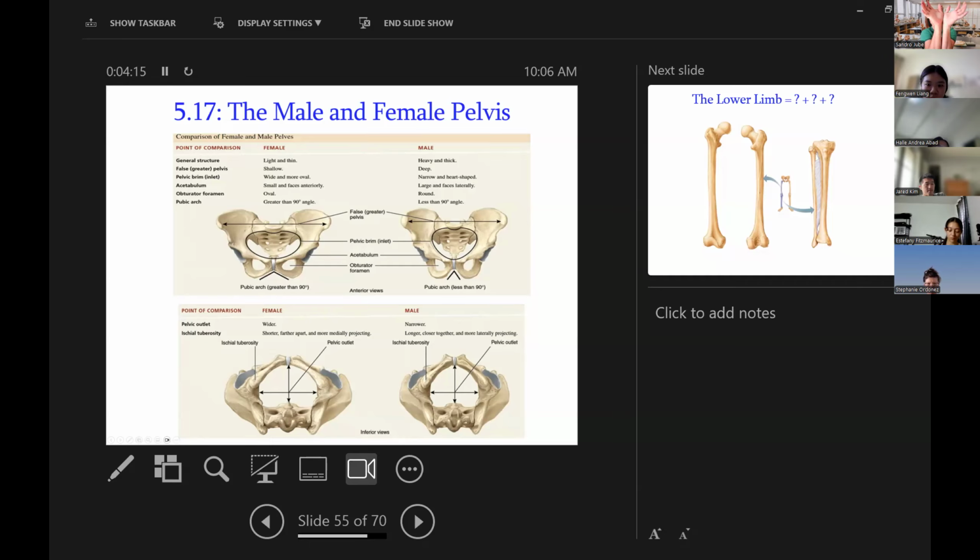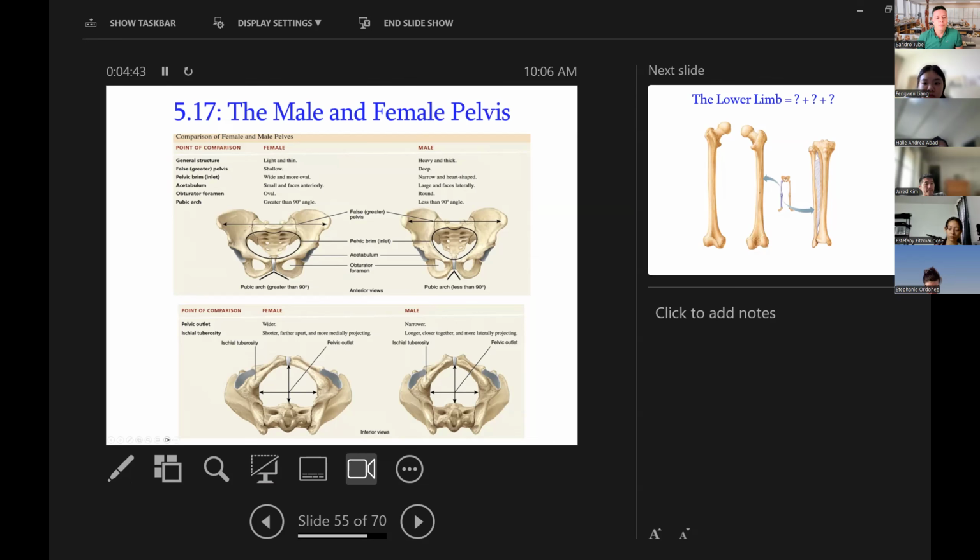What does that mean by shallow? Everybody look up here. Imagine that my hands are the false pelvis, okay? This, when it's open, means shallow. When it's closer in, it means deep. All right, so we have shallow and we have deep. Female is more shallow, while the male false pelvis is deeper.